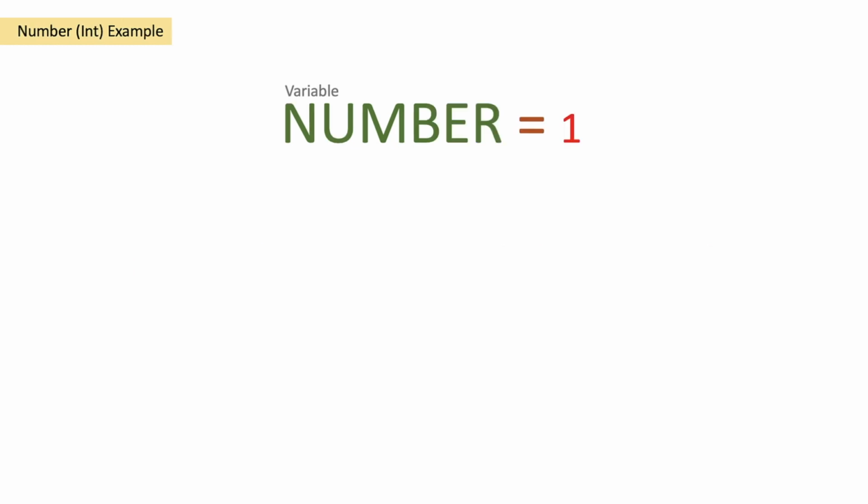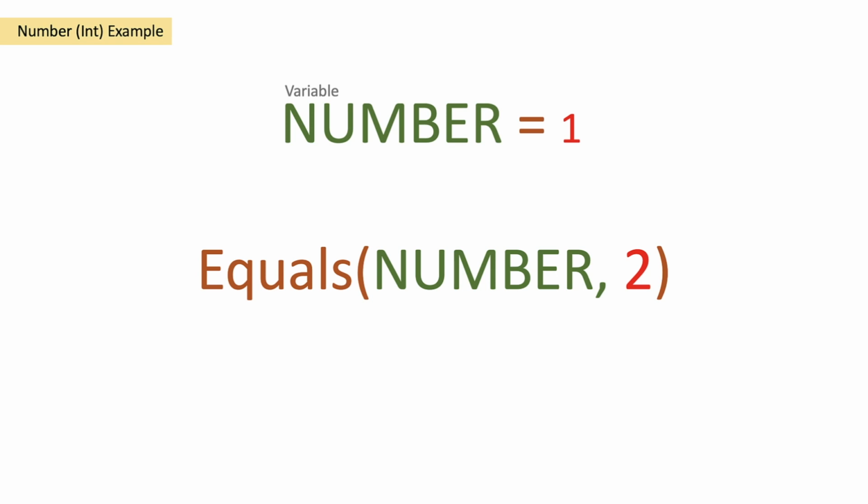So let's actually look at a number example, an integer. So I've assigned a 1 to the number variable. And then I've done equals and I've passed in the number variable of 1. And I'm comparing it to 2. So what I'm going to get back is false.